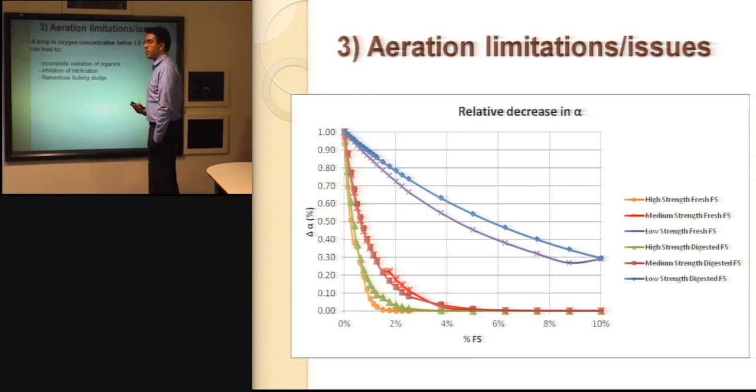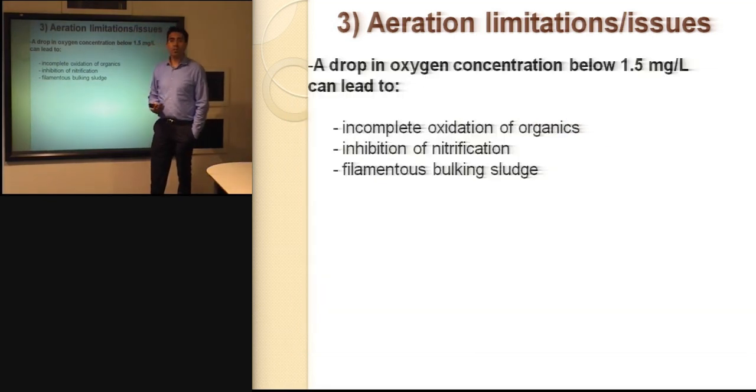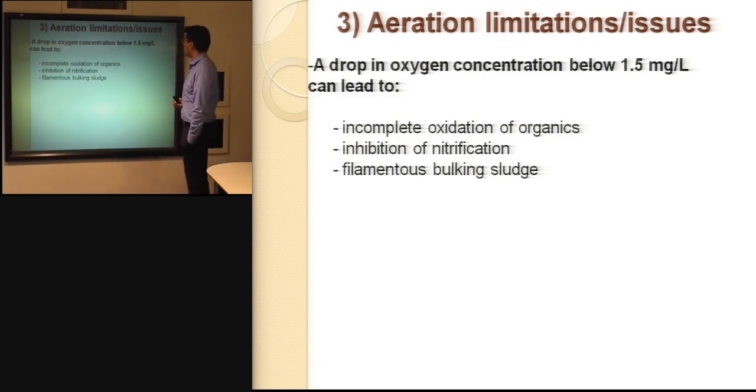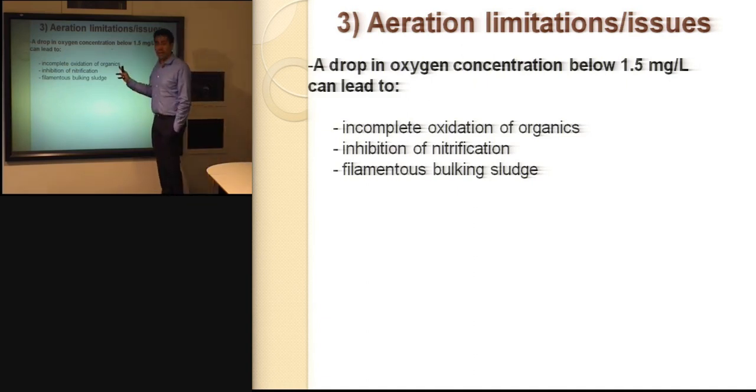So if we don't have enough aeration capacity in the activated sludge plant, it's very likely that the oxygen will drop. If the oxygen drops, and being the system strictly, or some processes strictly aerobic, a drop in oxygen, particularly below 1.5 milligrams per liter, can possibly lead to an incomplete oxidation of the organics because there will not be enough oxygen for the bacteria to continue with the degradation of the organic compounds.